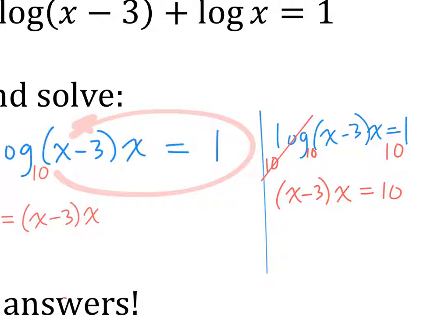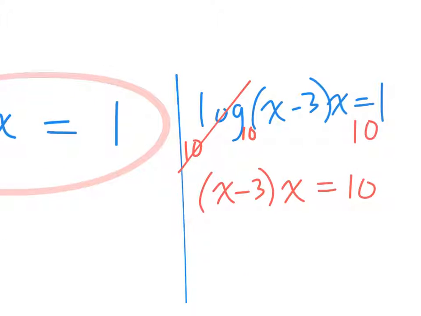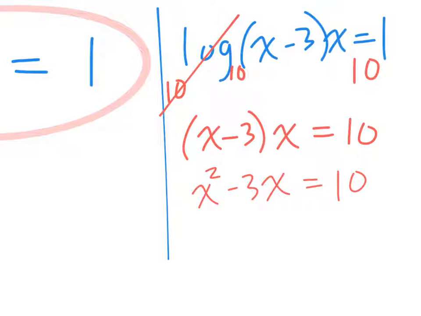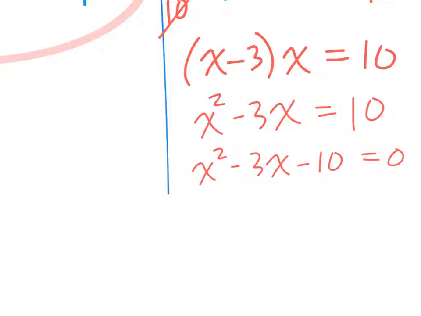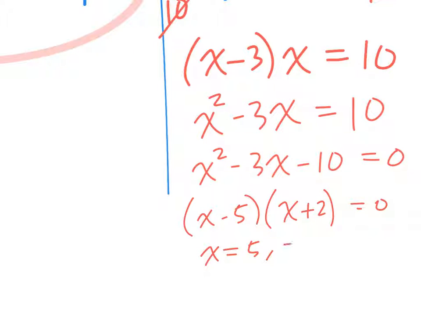What should I do to solve this? Distribute the x. So x squared minus 3x equals 10. Subtract 10. Good. We need to make sure it equals 0. Now what? Factor. So x minus 5 times x plus 2 equals 0. So x is equal to 5 or minus 2.